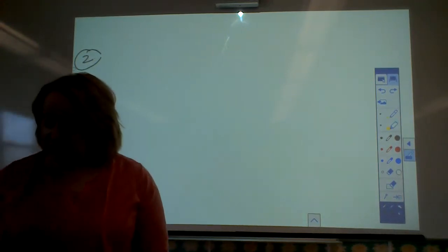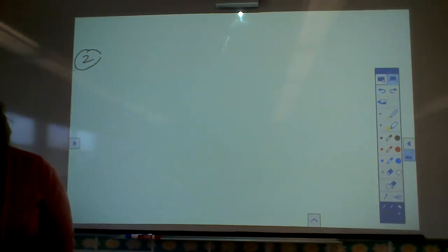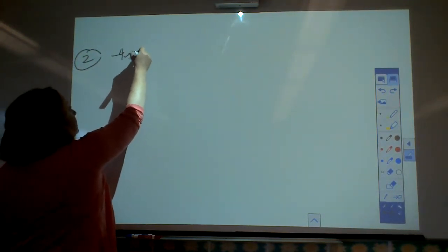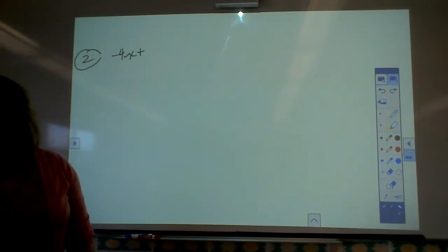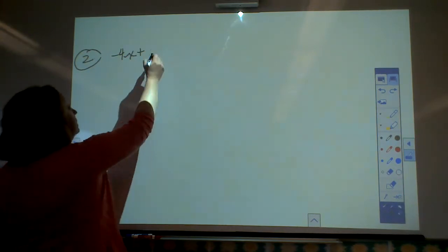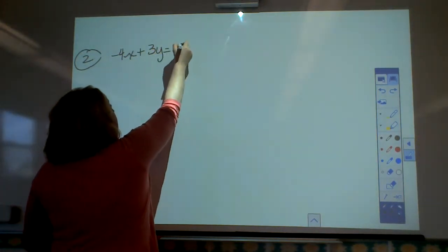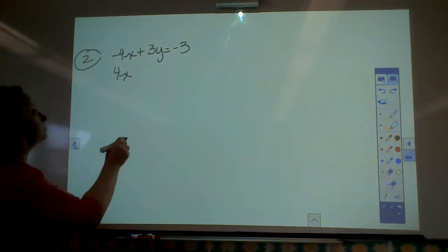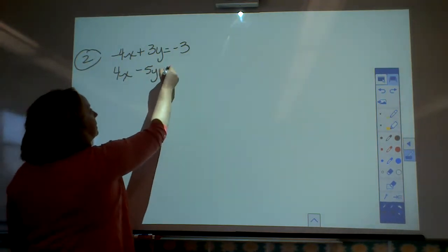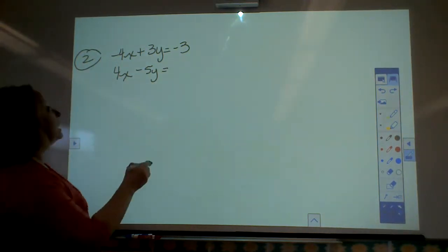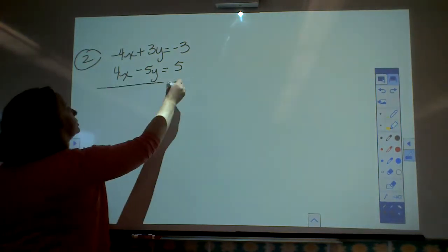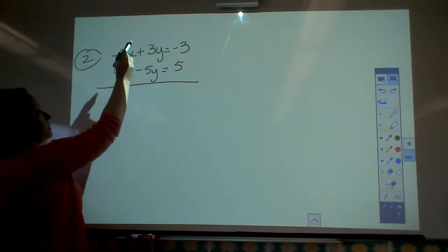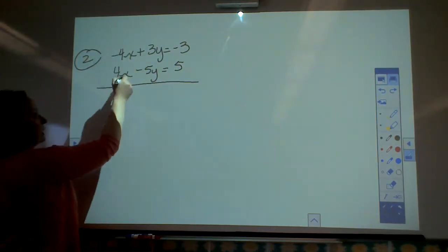Okay, so this is our second example. And let's go ahead and look at this one, negative 4x plus 3y is a negative 3. And then I have 4x minus 5y, and that's going to be equal to 5. Okay, so I notice, oh, these are opposite terms, which is what I want. And so I'm just going to go ahead and add, these will cancel.